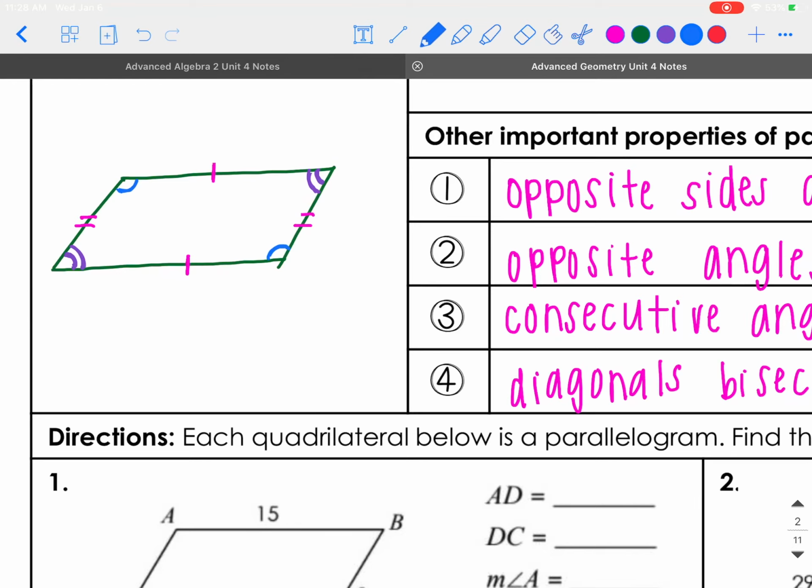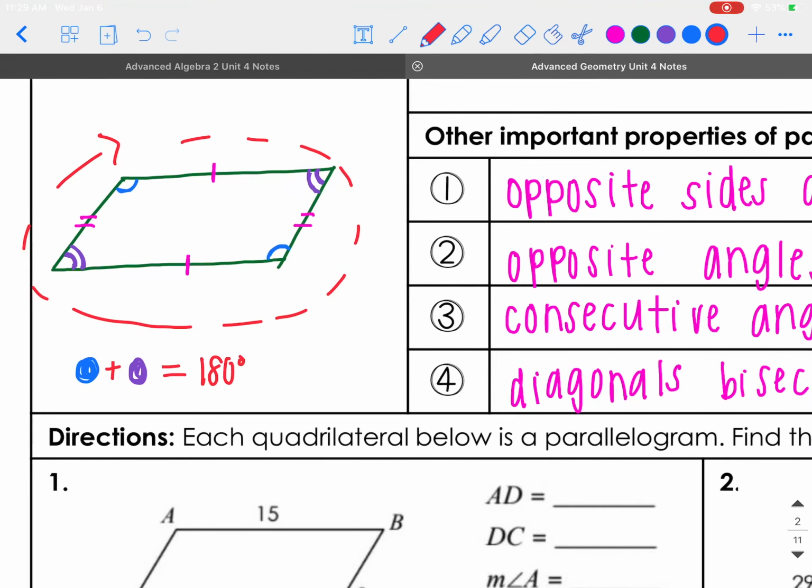And then number 3 said consecutive angles are supplementary. So consecutive angles would be like any purple and blue, because if I were to work my way around the parallelogram, then I would go blue, and then the next one would be purple, and then blue, and then purple. So any consecutive angle, so angles that are along the same side, so like a blue and a purple, if I were to add those two angles, it's going to be 180 degrees. Remember, supplementary means 180 degrees.